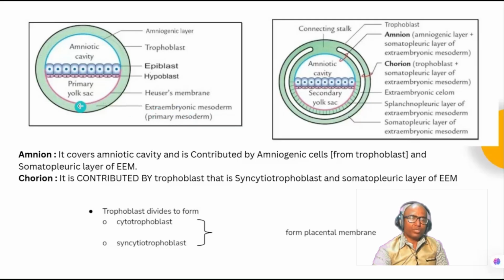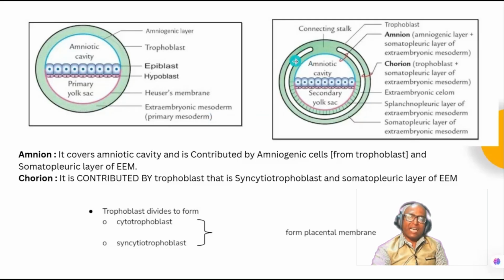This is the primary mesoderm. Okay, so this is the extraembryonic mesoderm. There is another mesoderm that we are going to see, but that is the embryonic mesoderm, that is different. So please do not get confused. So this extraembryonic mesoderm is getting formed.